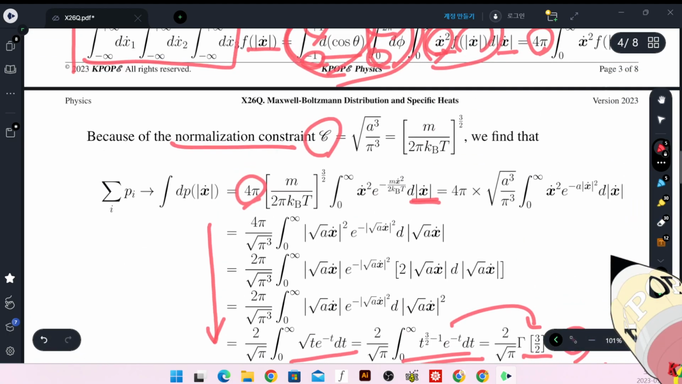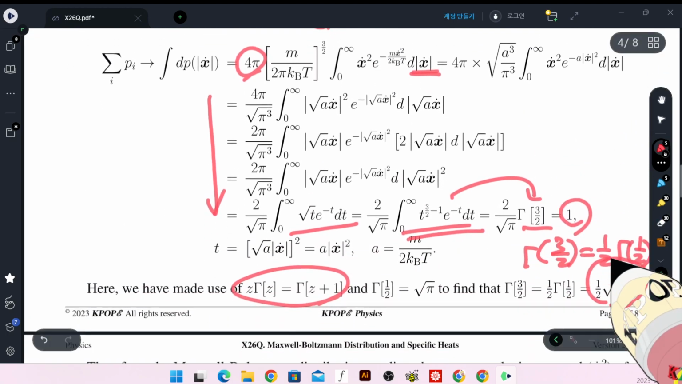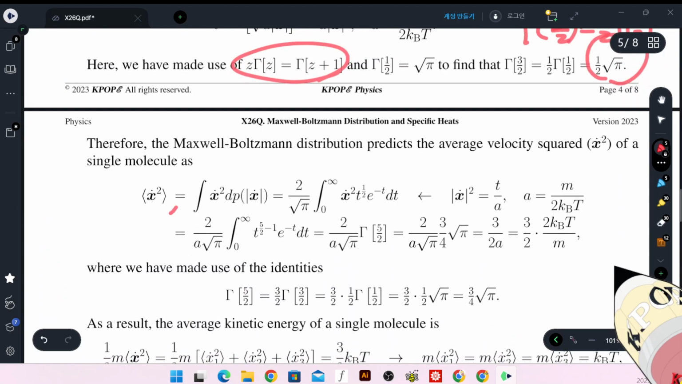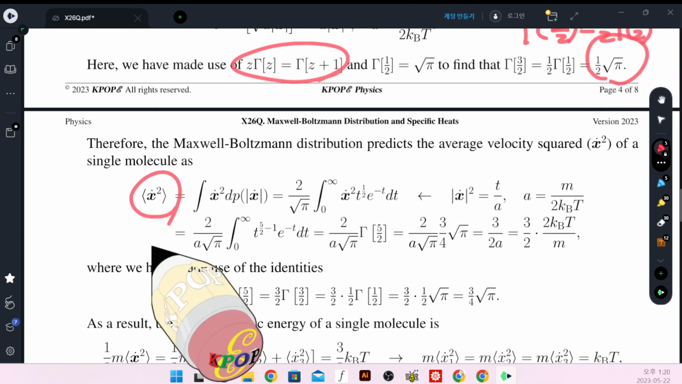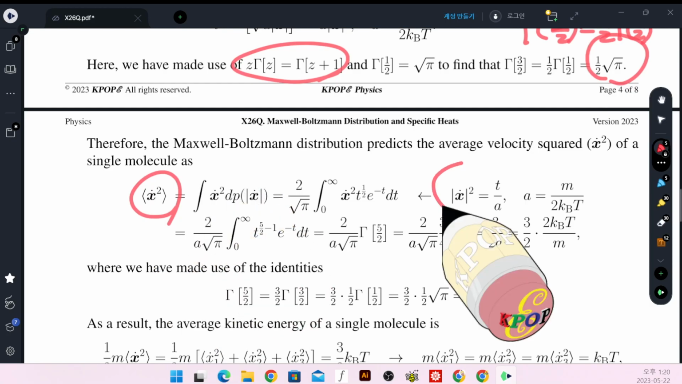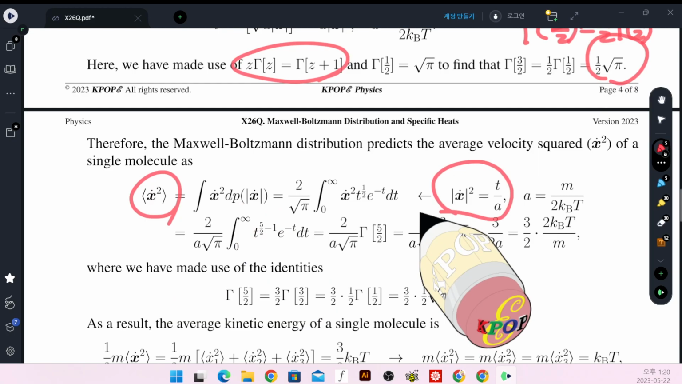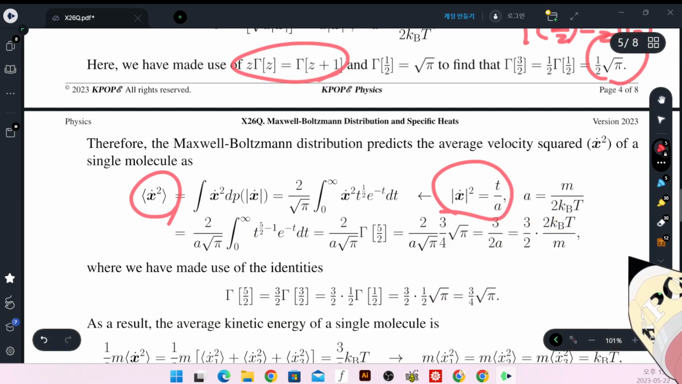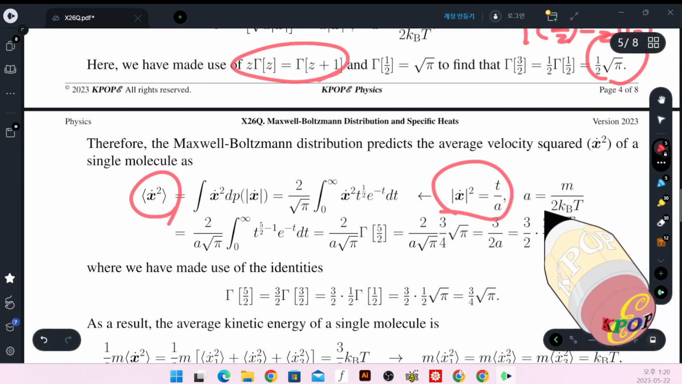Now, as the last step, we want to compute the average velocity squared, or average speed squared, for a molecule depending on the Maxwell-Boltzmann distribution. Now we convert this x dot squared in terms of this dimensionless parameter t and this overall factor a.